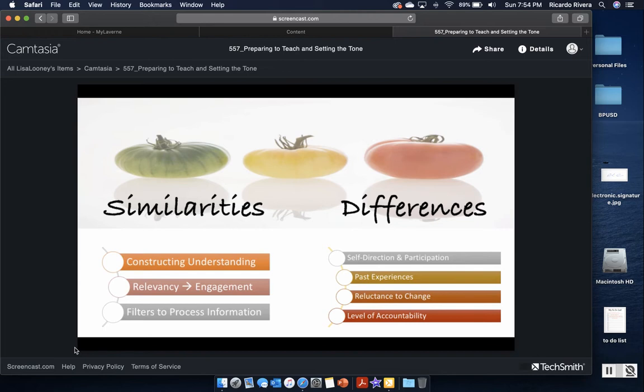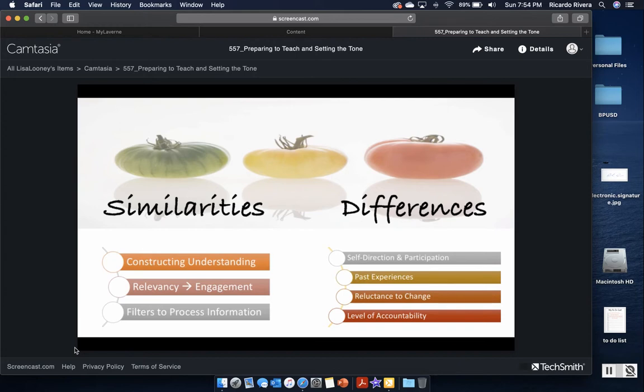Some of the key differences that I've seen over the course of my time teaching have been that adults tend to be more self-directed and participate more. Children have a hard time really being self-directed. You see a little bit at the secondary level, kind of junior, senior year in high school, but for the most part, prior to that time, it is a little bit more difficult.